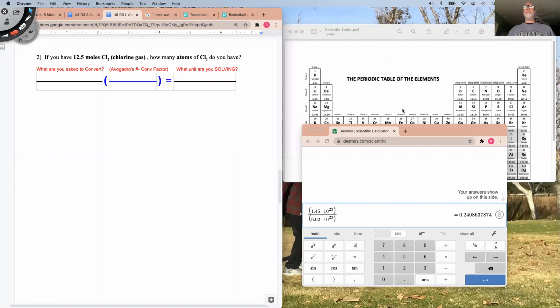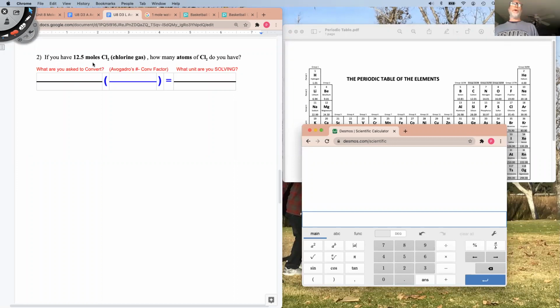All right, ladies and gentlemen, so now our next problem. This question asks us, if you have 12.5 moles of chlorine gas, how many atoms of chlorine do you have? So you're given 12.5 moles of chlorine gas. The question is, how many atoms of chlorine do you have? So let's work it out. First thing we do is, that's right, we write down what we're looking for, which is atoms of chlorine, okay?